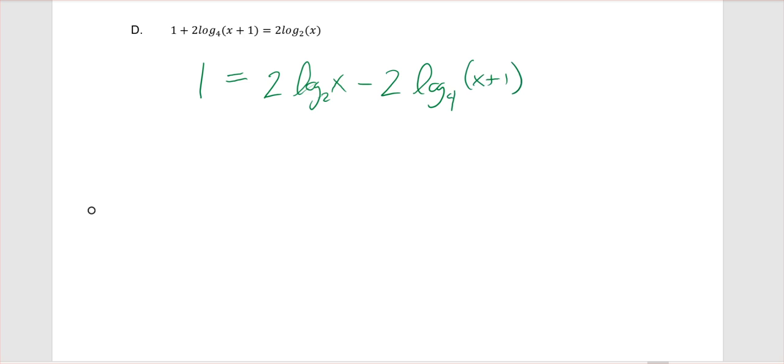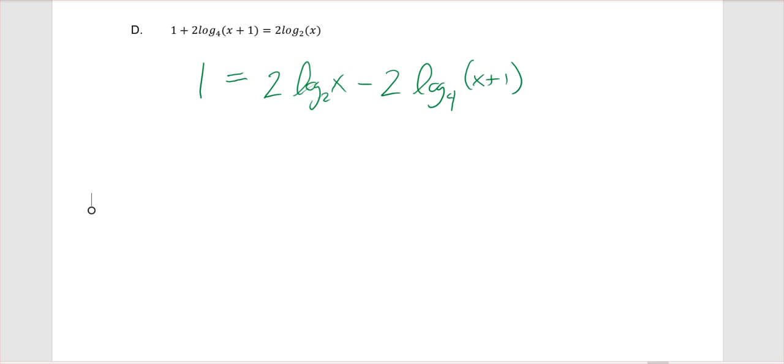Okay, one more here. Well, this one doesn't have the same base, does it? What should we do? Well, let's try to do what we usually do. So we want to get the logarithm stuff together. So let's slide that over to the other side here. So I would have 1 equals 2 log base 2 of x minus 2 log base 4 of x plus 1.